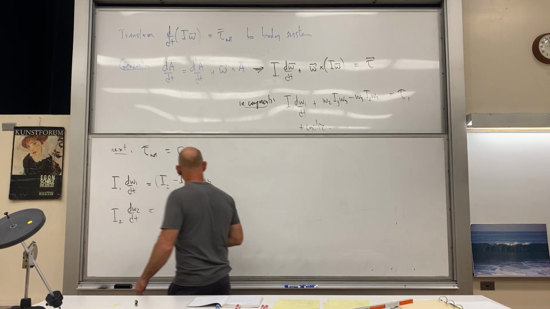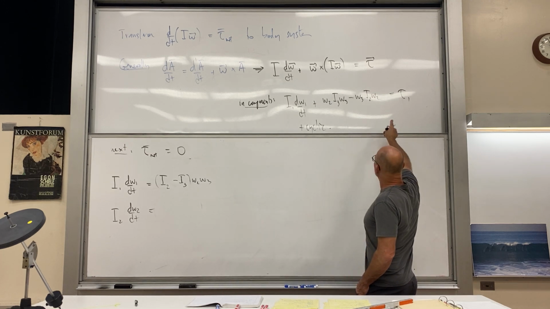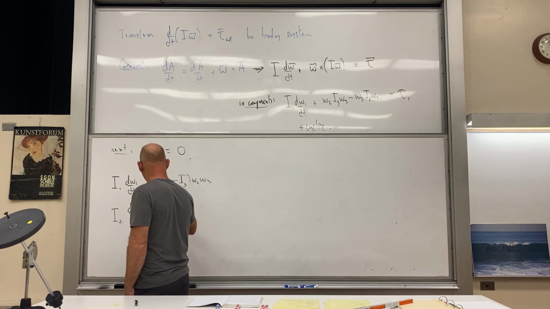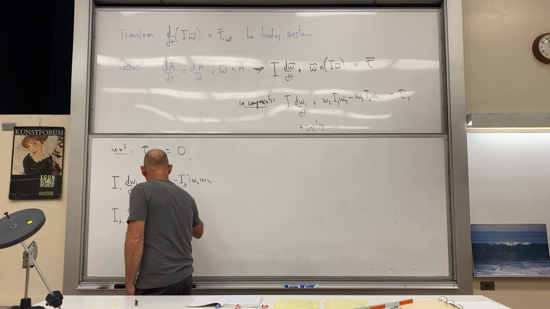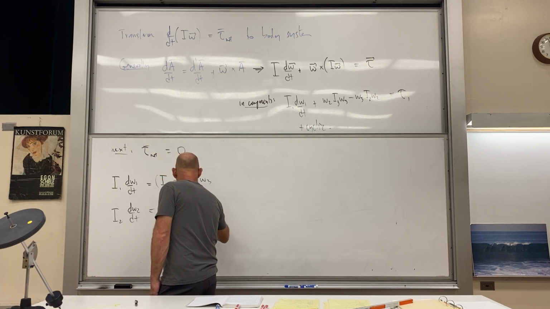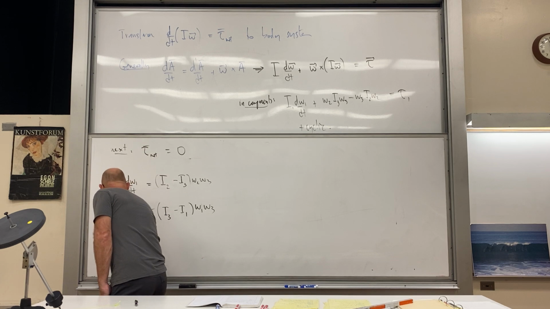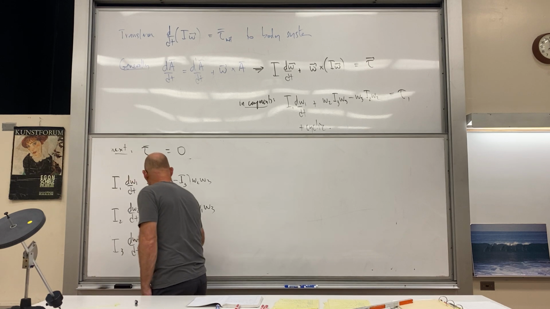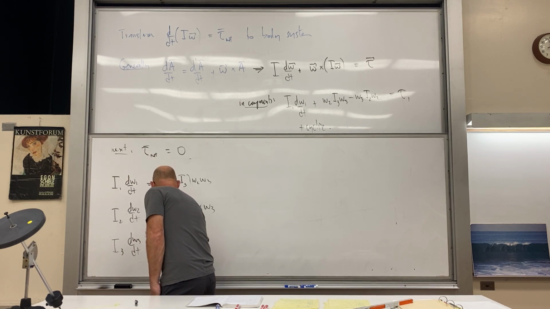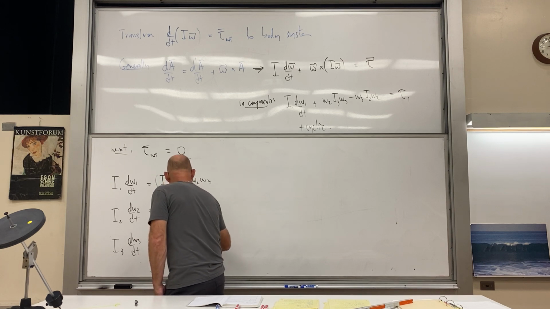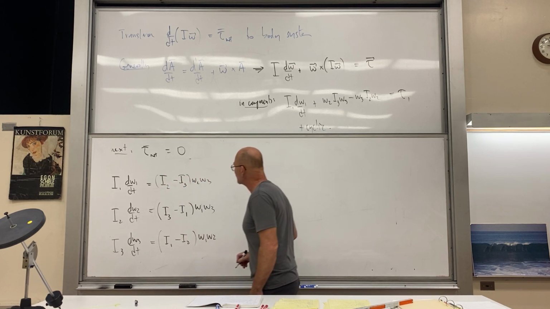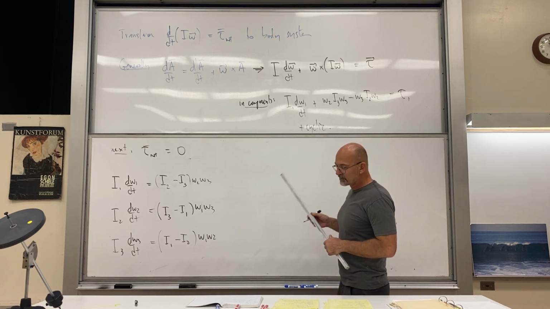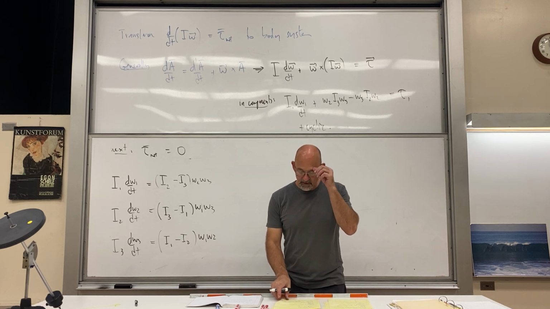I2 minus I3, omega 2, omega 3, and then 2 I3 minus I1 over I2, omega 3 omega 1, and I3 d omega 3 dt is equal to I1 minus I2 omega 1 omega 2. So those are the Euler equations for the free top, and for the moment they're actually still pretty complicated, although they don't look that bad.